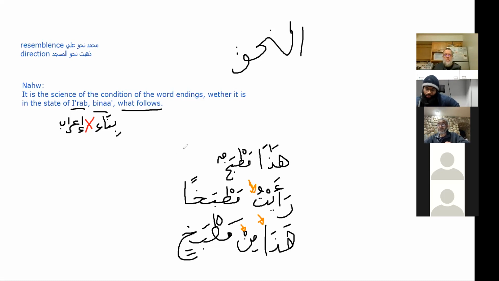But matbakh is the same word. Matbakh, matbakh, matbakh, it's the same exact word, but the ending changes. Why does one change and the other one doesn't? Is it to do with the ism, or with the fi'l? Because the other one is a noun, or ism.